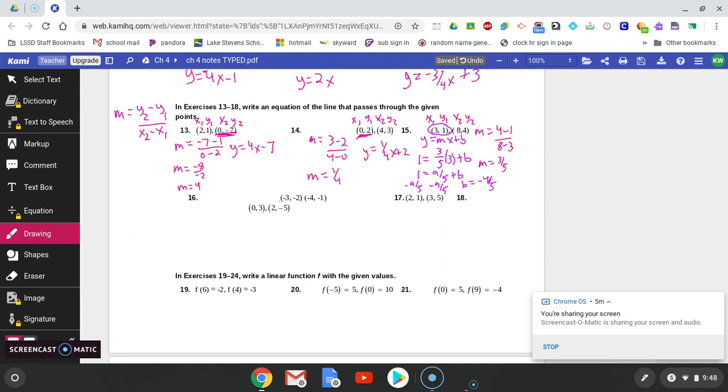So now I have m and I have b, so my final equation is just y equals 3/5 x minus 4/5. So your goal is to find m and to find b. Once you have both of those, you are done.